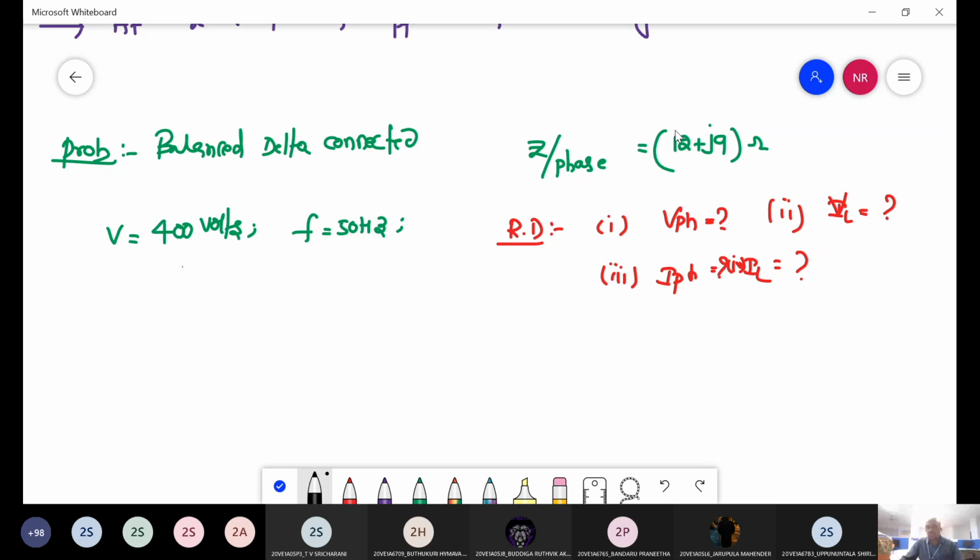First of all, try to understand this: 12 plus j9. What does 12 mean? What is this plus indicating? What is this j9 indicating? Rectangular, sir. Plus in the sense positive. I need to draw the load here. Try to understand my concept.